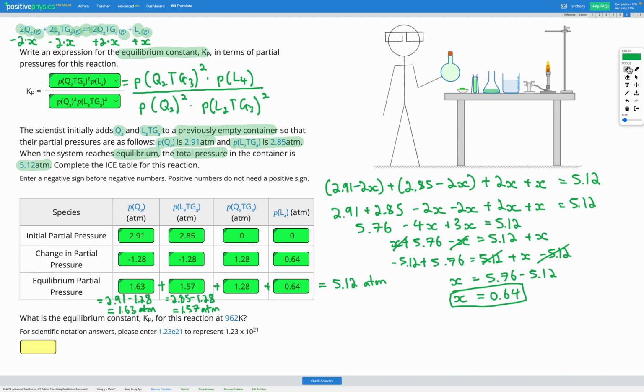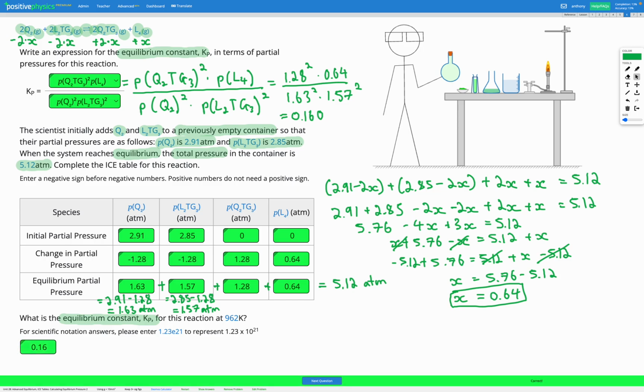Wonderful. So our last step is calculating the equilibrium constant Kp for this reaction at 962 Kelvin. So to do that, all we need to do is put our equilibrium partial pressure values into our Kp expression. So the partial pressure of Q2Tg3 at equilibrium is 1.28, and that's squared. The partial pressure of L4 at equilibrium is 0.64, divided by the partial pressure of Q2 at equilibrium, which is 1.63, and that's squared, multiplied by the partial pressure of L2Tg3 at equilibrium, which is 1.57, and that's also squared. So if we put that all into our calculator, that gets us an answer of 0.160 for Kp. So let's fill that in down here to check we got that right.